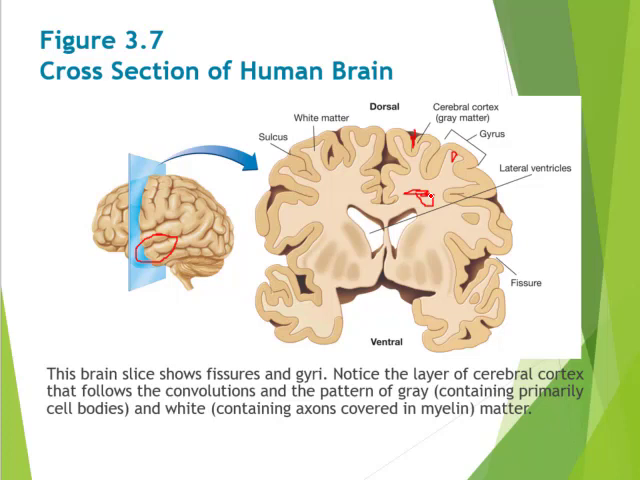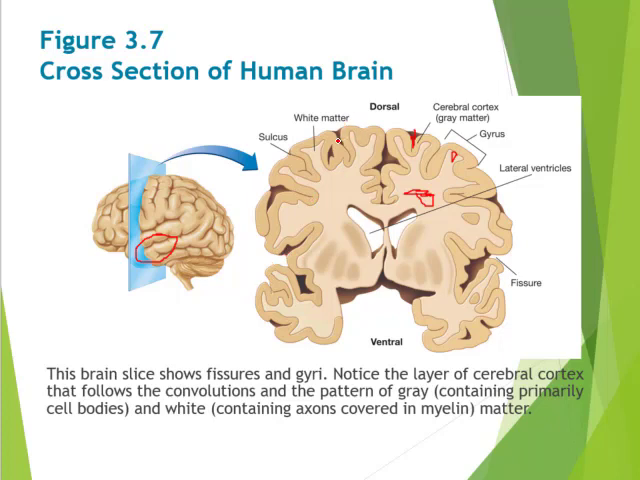The white matter is inside the cerebral cortex, and that is this area here that is lighter in tone, and it is really the connections between neurons, and the gray matter is the cell bodies, and that's what you see that's slightly darker on the outside.